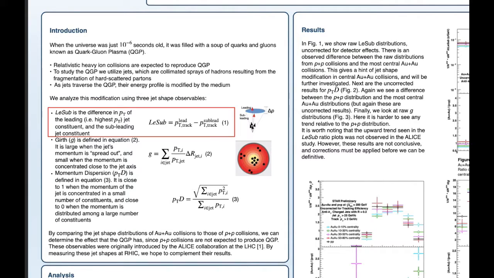The first jet shape we'll look at is Le sub. Le sub is the difference in PT of the leading, i.e. the highest PT jet constituent, and the subleading jet constituent. This observable is therefore large when a single constituent's PT is much larger than all the rest.